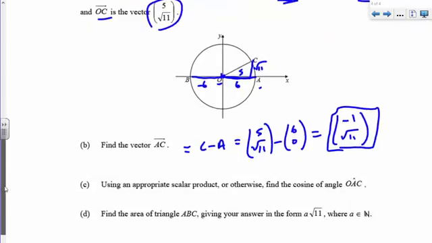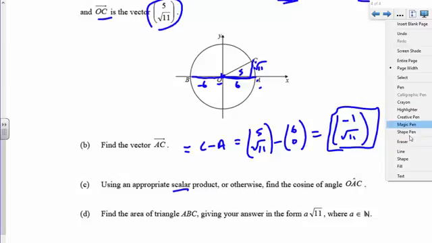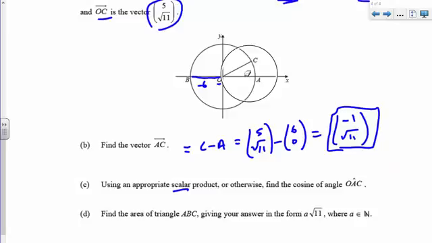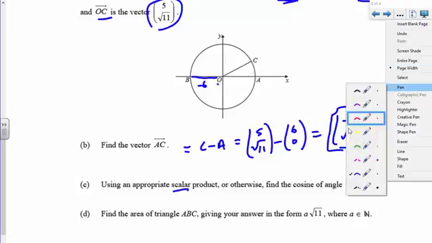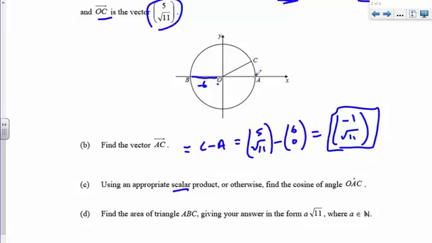Using appropriate scalar product, or otherwise, remember scalar product is also called a dot product, or otherwise find the cosine of this angle OAC. OAC, they want to know the cosine, and I really should erase this part here so we can see this, because I write too much on here. Let's get this pen back. They want, if I add this point here, they want to find OAC. They want to know this angle right here. So if I want to know this angle, what I really need to find is a vector leaving the angle going to this point and a vector going to this point, which is A. So what I really need is AO and AC.